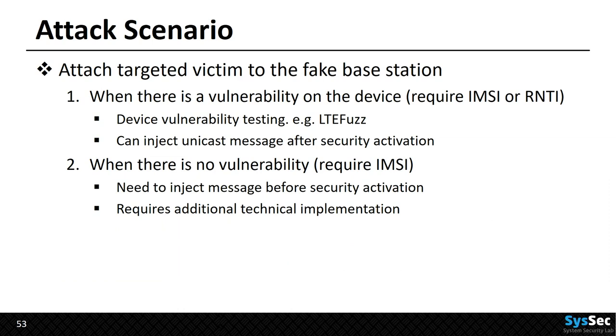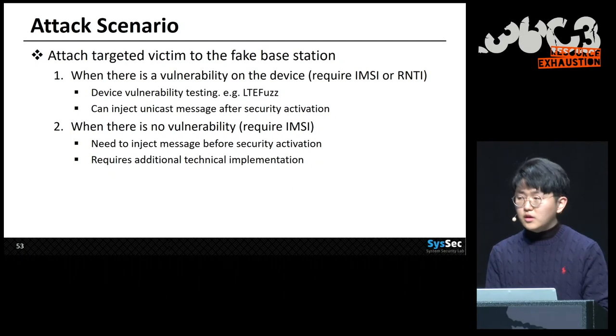Now, I will introduce attack scenarios using RRC connection release message injection. In this attack, the attacker is assumed to know the IMSI or RNTI of the victim. We also assume that an attacker is located where he can hear signals from the legitimate base station, such as the victim UE.